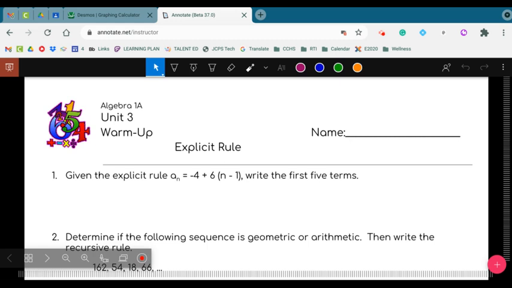Okay, hello everybody. Today we're gonna have these notes, which actually include our warm up for today, over the explicit rule, which we learned yesterday, and our notes over writing the explicit rule. So this is gonna be a little bit longer because I wanted to go over the warm up with you too.